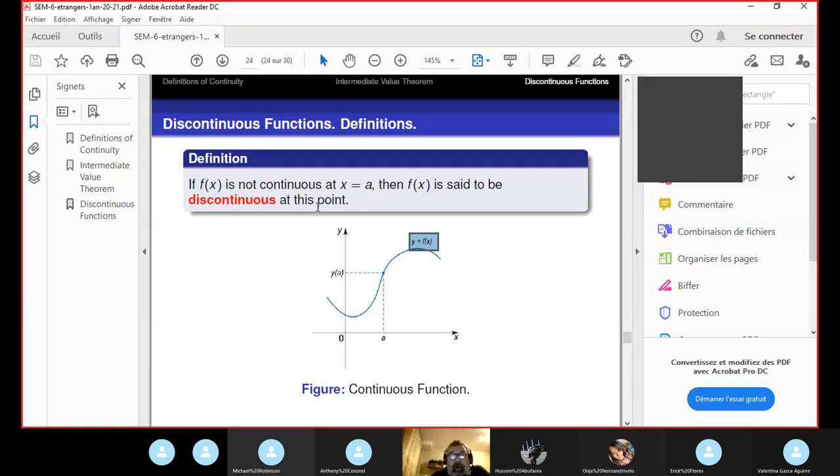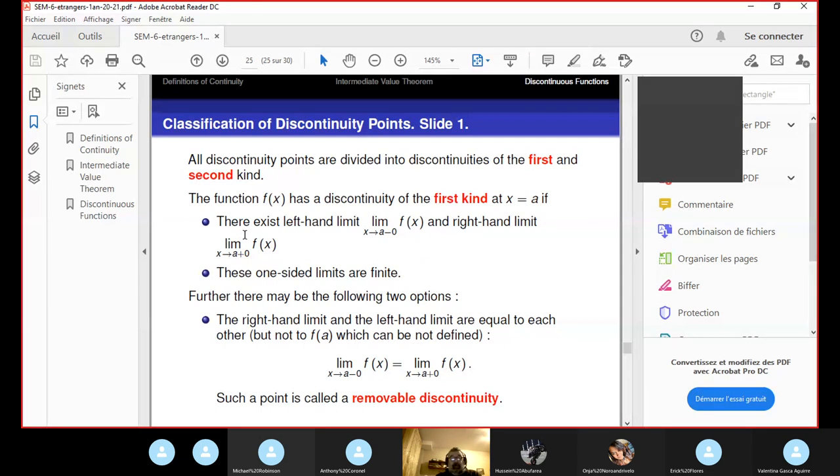So the other situation we have, if our function is not continuous. So as for the definition, we say that if our function is not continuous, then we say that this function is discontinuous at this point. So you have in this slide some kinds of discontinuities. The first and the second one. First of all, the function has a discontinuity of the first kind at some point x equals a if there exists left-hand limit and right-hand limit.